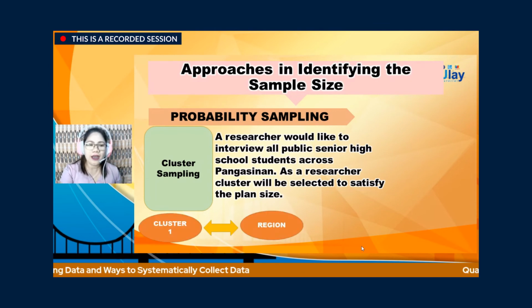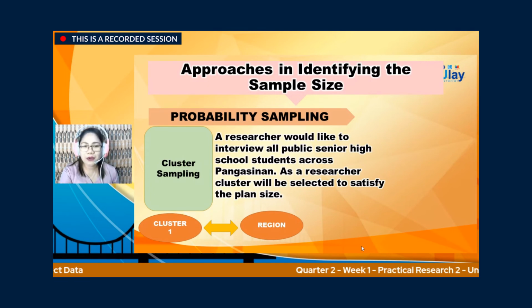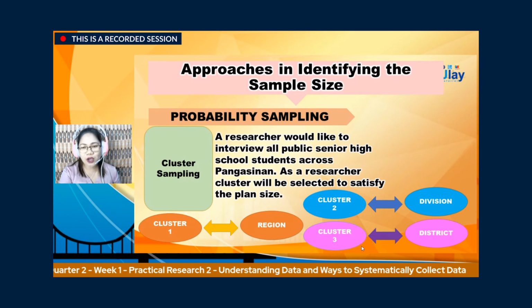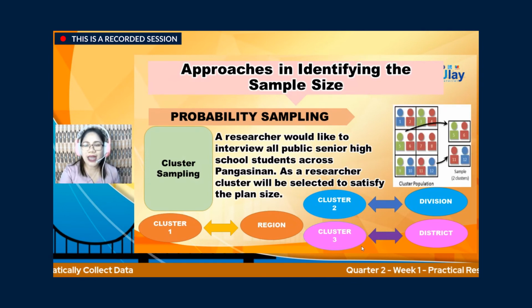So, pwede rin natin gamitin halimbawa for cluster 1 kung region naman ang pinag-uusapan natin, pwedeng cluster 1 sa region, cluster 2 naman yung division, sa cluster 3 sa district. But if in here, Pangasinan tayo, siguro division lang tayo then sa district. Then example, ganito. So from different clusters, kumuha tayo ng sample to come up doon sa samples natin or yung final na sample natin.